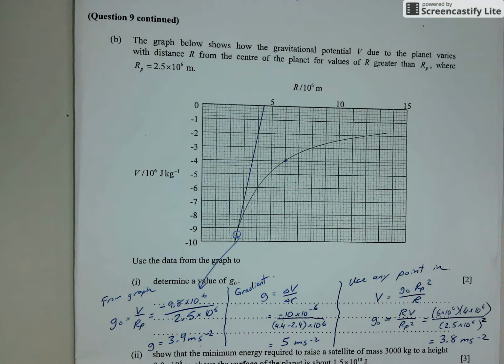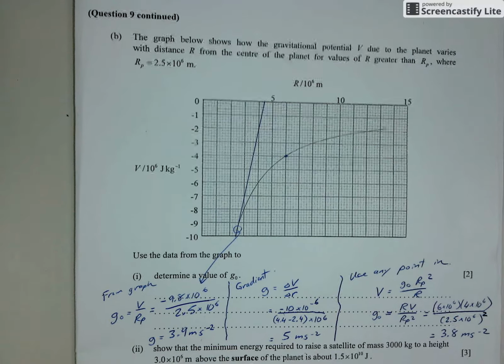Mine ends up a little bit different from the other method due to the different interpretations that can be made of drawing the gradient. The third way of solving this question is to use the equation that was derived in part A of this question, and realizing that this holds true along this curve for any given radius and potential. So all you need to do is find a point on the graph. Here I've chosen one where it is easy to read the points off of the graph, where this is 6 and this is minus 4, and I have substituted those two values into the equation after having rearranged it to solve for g naught. Again, that gives me an answer of 3.8 meters per second squared, which is very similar to the answer in the mark scheme.